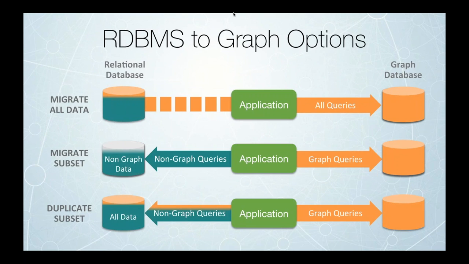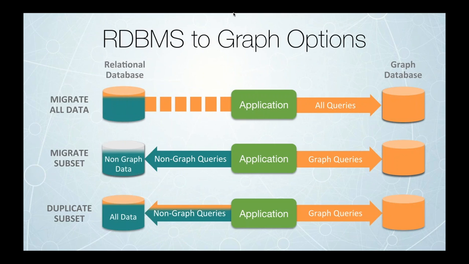Now you can migrate your data from relational to graph in a couple different ways. We have some customers who migrate everything. They move all of their data from a relational database to a graph database because their data is not very table-like at all. Their data is very much dependent upon the relationships between the data.